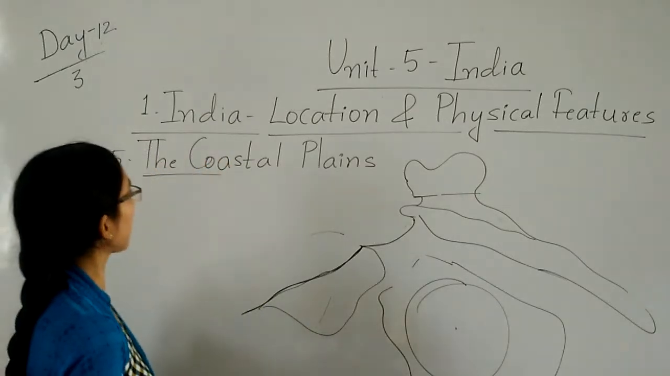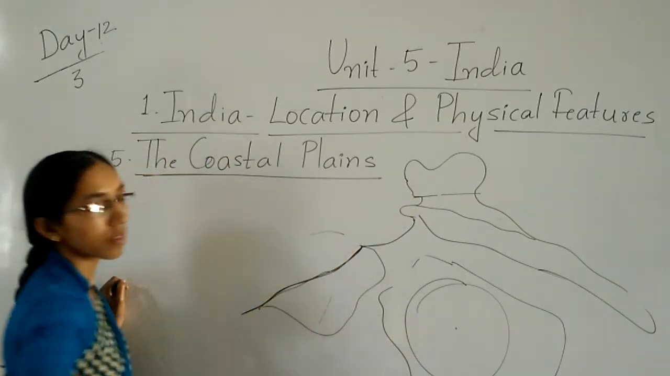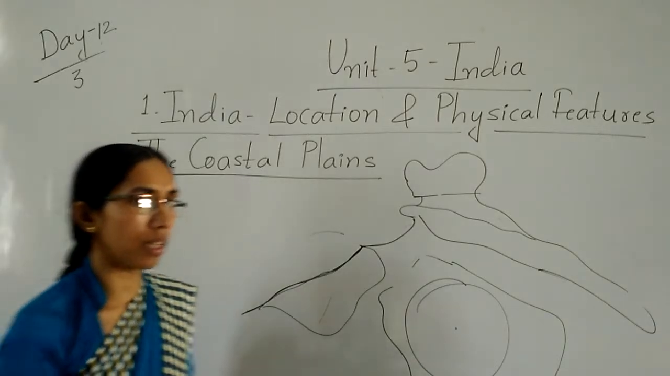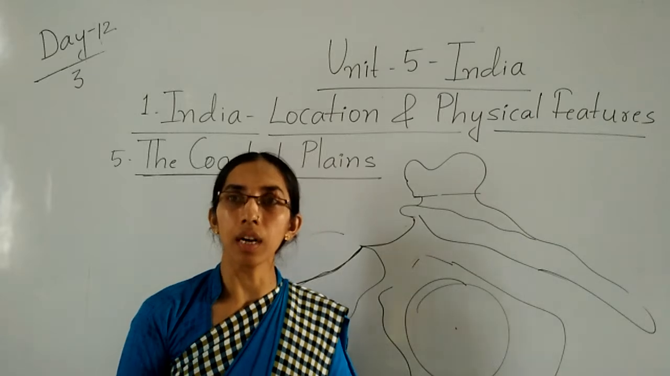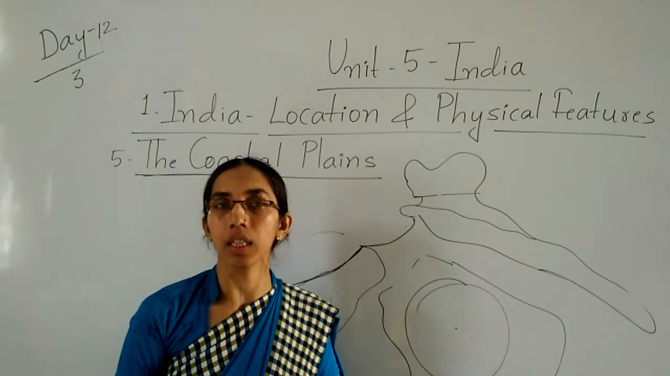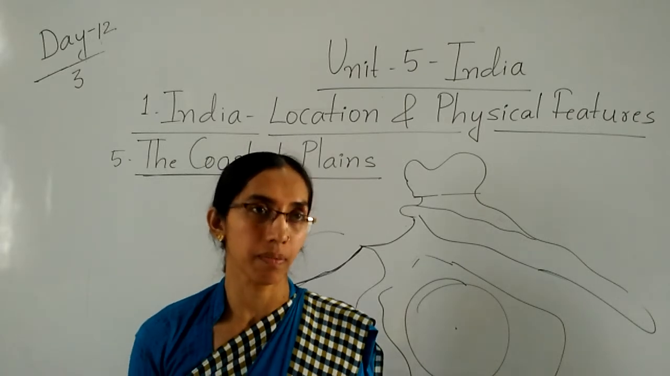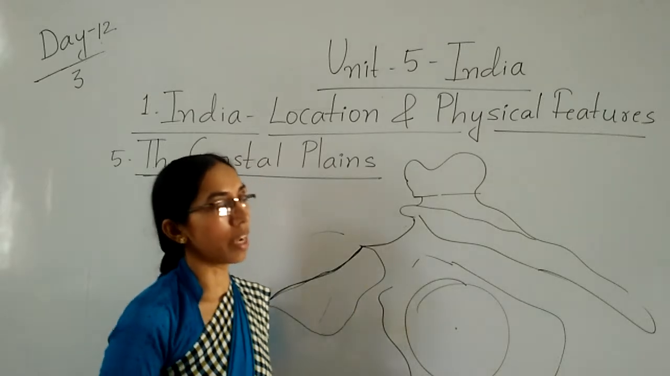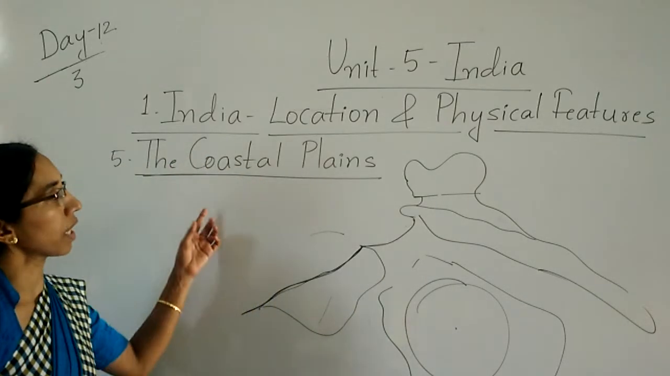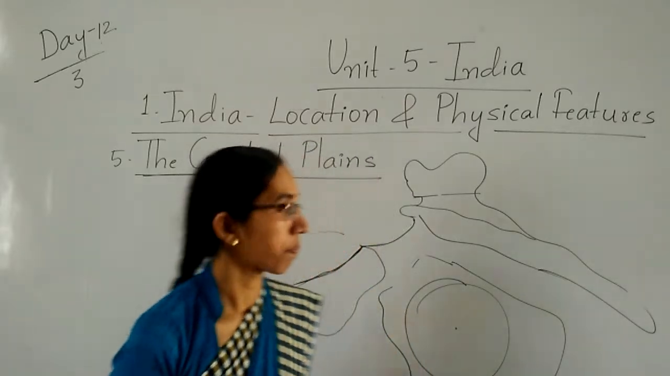Today in class we will see the fifth geographical feature, that is the coastal plains. And I have given one activity for you, children: draw the India map and mark the physical features. I hope you are all done. All are done? Very good. So send me the activity. Now we will continue with the coastal plains.